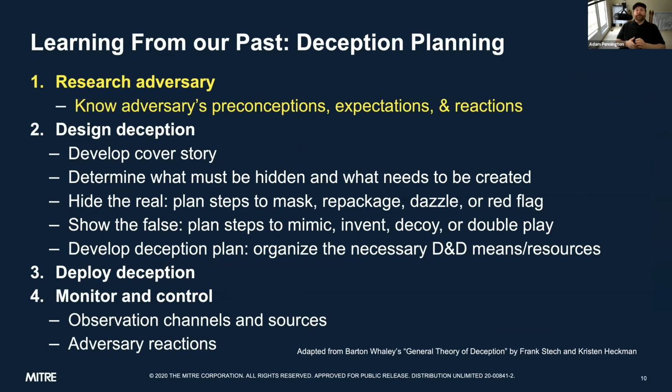In traditional deception planning, we go through processes just like other areas of threat intelligence to try to break out of some of these traps. Before we get to implementing and running some sort of deception, the absolute first step is to research our adversary. We want to know our adversary's preconceptions, expectations, and reactions. Even as we design a deception, we don't start by just saying, here's the thing. We start by developing a cover story. We determine what pieces of our deception need to be hidden, and what actually needs to be created and revealed to an adversary, and go through a number of steps before we actually get to deploying the deception, running it, and putting an adversary in it.